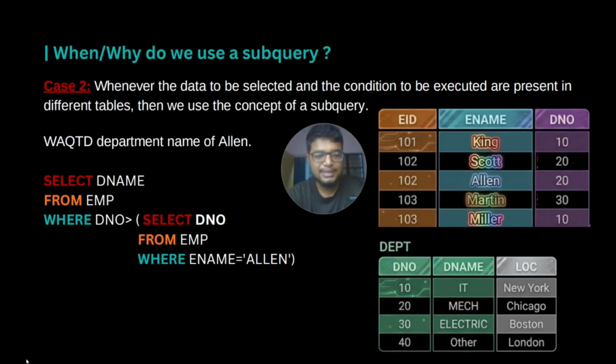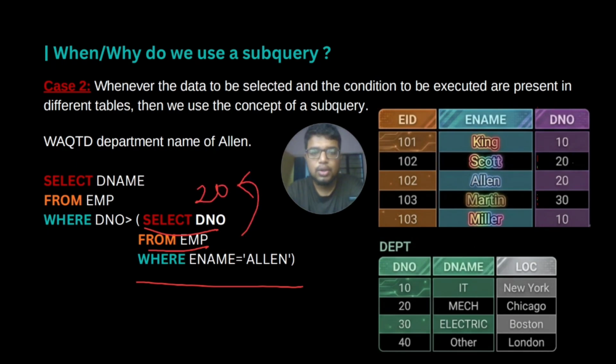First of all, let's select the department number, because if we select the department number of Ellen, then based on that we can find the department name. Select department number from employee where name is Ellen. That means it is going to give us the result 20. This is the output of the inner query. Now we are finding the department name of Ellen. Simple: select department name from employee. Sorry, it is not employee, it is from department. Select department name from department where department number is equal to 20.